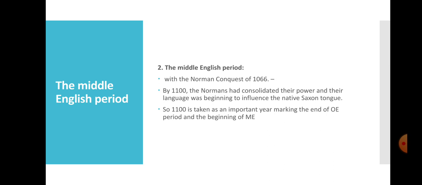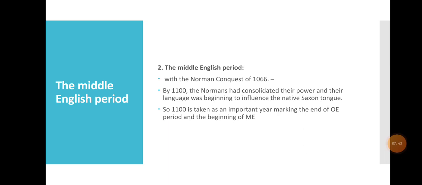And so 1100 is taken as the important year, marking the end of the Old English period and the beginning of the Middle English period. So the Norman conquest marked the beginning of the Middle English period, which spans from 1100 to 1500. This period, 1100 to 1500, is considered the Middle English period, and the historical event that marked it is the Norman conquest of 1066.